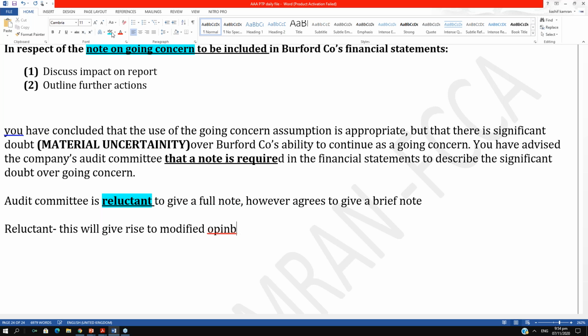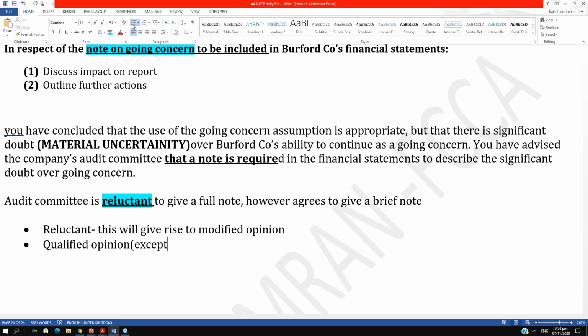And then you tell the examiner which modified opinion. Do you all agree this will give rise to a modified opinion because the management is reluctant? And then you explain to the examiner which modified opinion. Qualified opinion. Now some might argue, why not an adverse opinion? Qualified opinion, which is also known as an except for opinion.